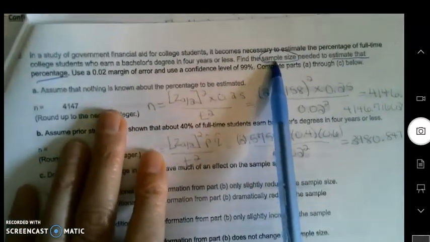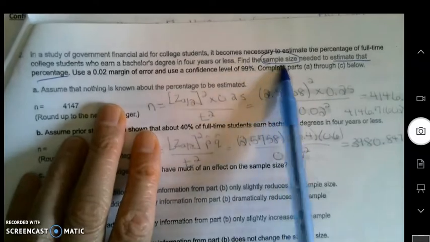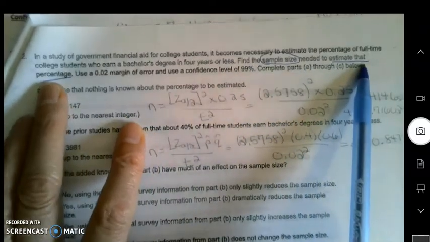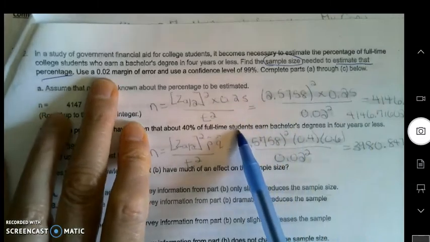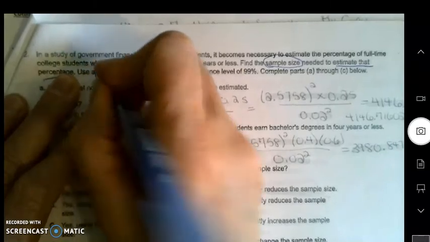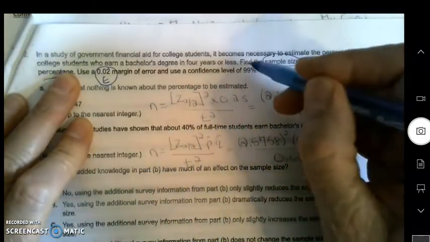If you read over this, it says find the sample size needed to estimate the percentage. That's kind of a hint right there. It says use 0.02 margin of error, so this is my E. And a confidence level of 99%.